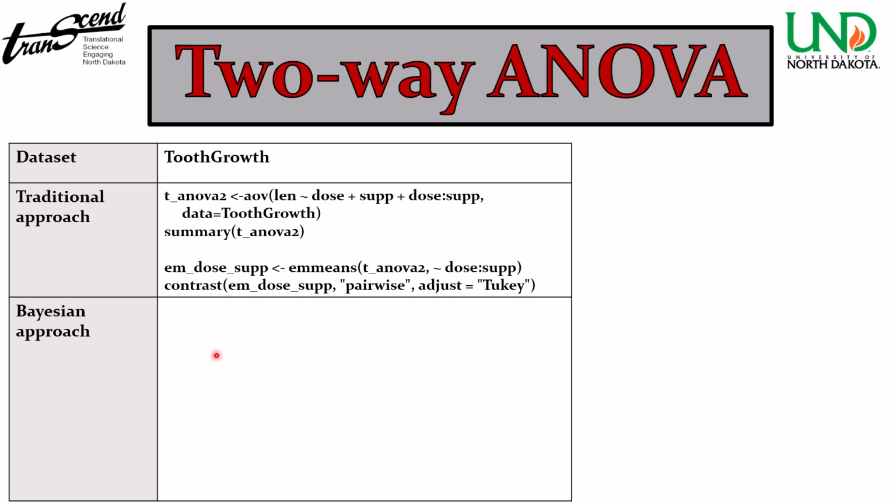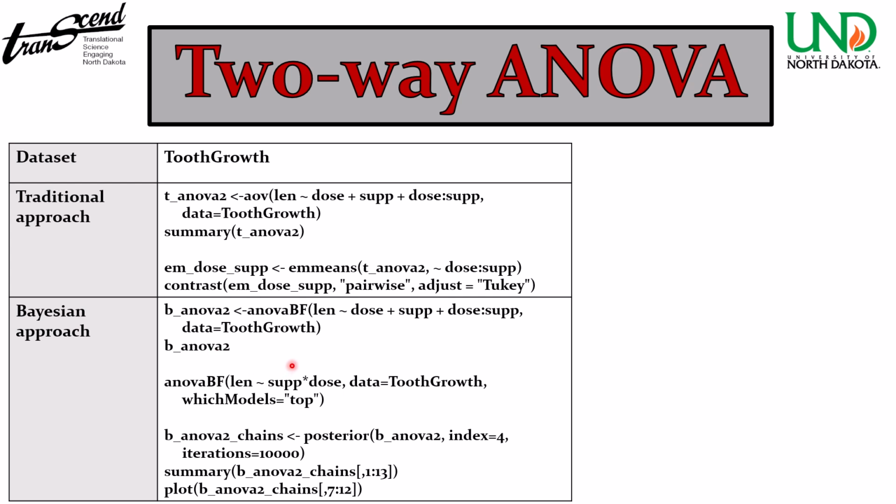Again, do estimated marginal means and contrast everything. Do the same thing here for Bayes. Now, because we're starting to get more potential models that we can look at, by default Bayes factor will calculate all the models. So we'll calculate the model for length as a function of dose by itself, dose and supplement, supplement by itself, et cetera. There's not a lot of models here comparatively, but as we build out more and more variables, there could be an impractical amount of models to look at. So you want to just look at the top models.